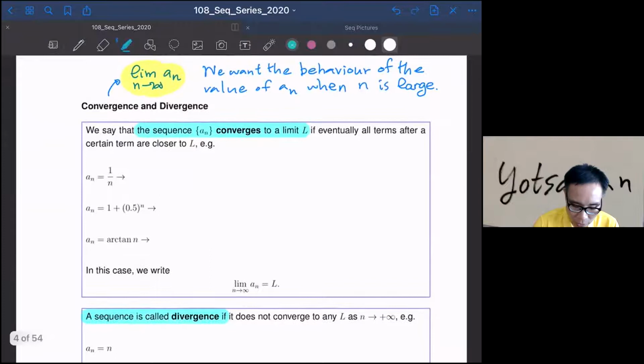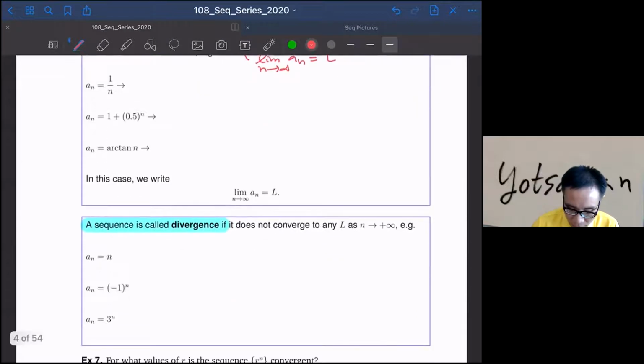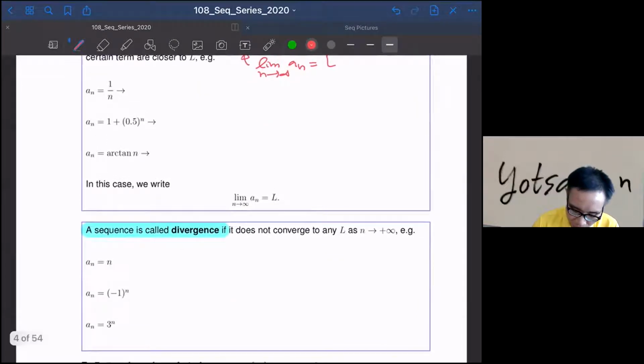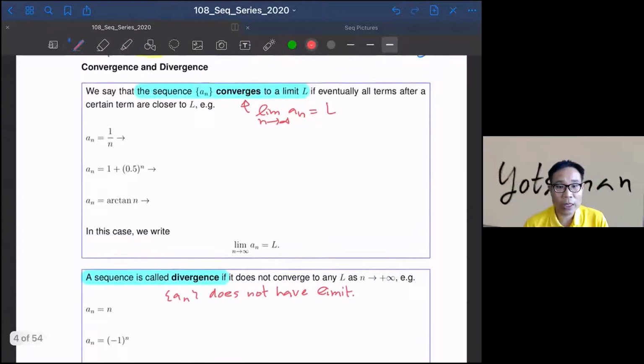Okay, so the convergence here means that you have the limit as n goes to infinity of a_n equal to a unique limit L, and you're going to have a divergence if the sequence a_n has no limit, does not have a limit. Okay, so those are the names for convergence or divergence. So it's going to be convergence in the first case, divergence for the rest of the cases.